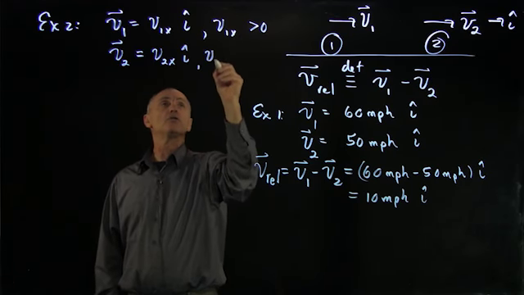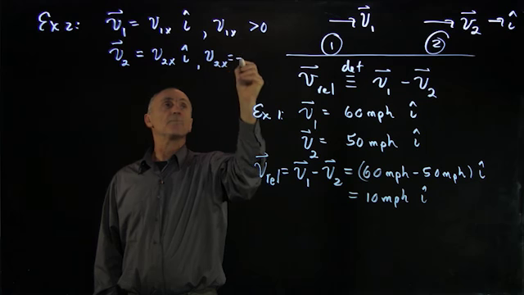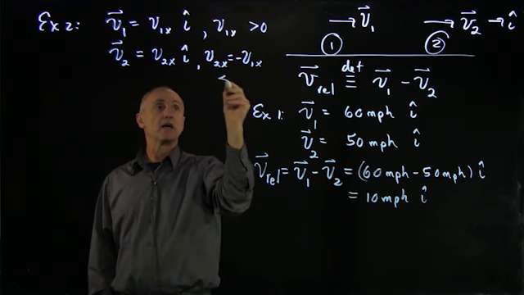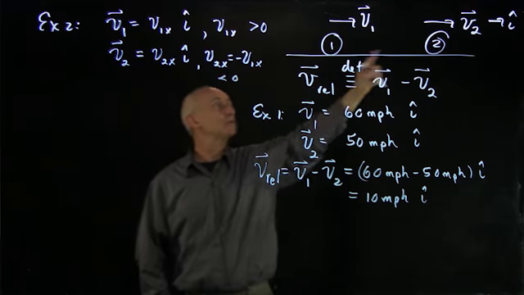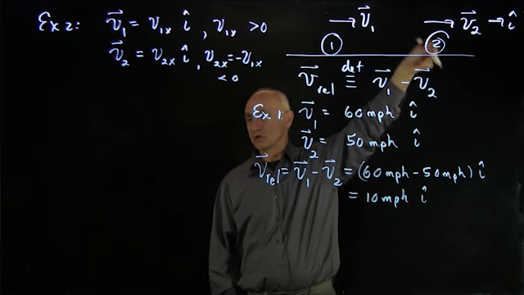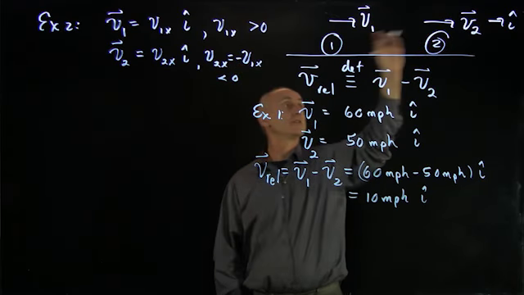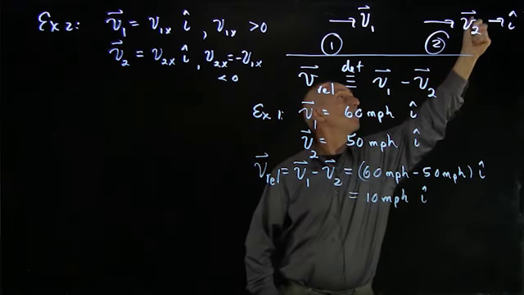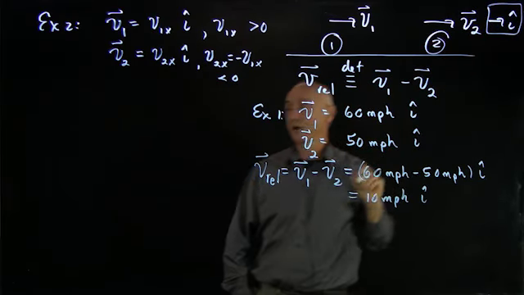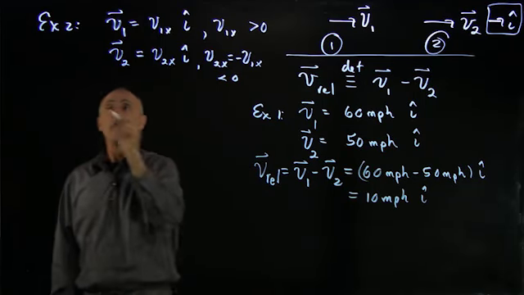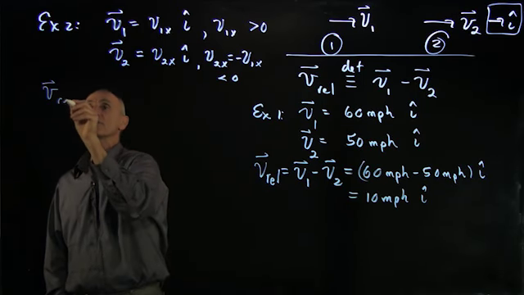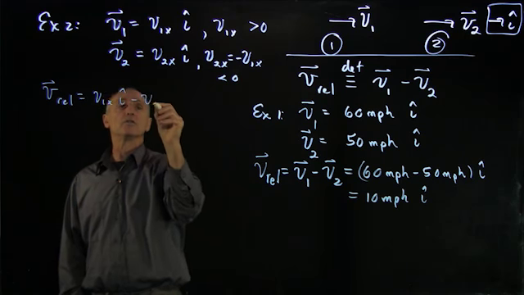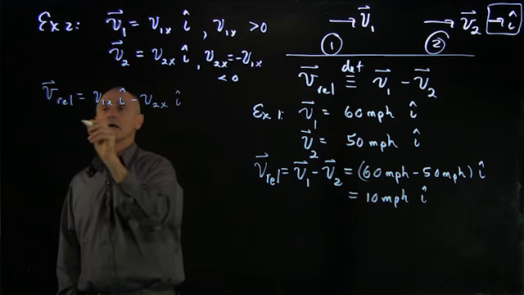And here, v2x is equal to minus v1x. So its component is negative. And even though we drew an arrow in this picture, the picture is still fine, because if the component is negative, it means it's moving in the opposite direction. The key arrow is the unit vector when we're writing components. And now v relative in this case is v1x i hat minus v2x i hat.